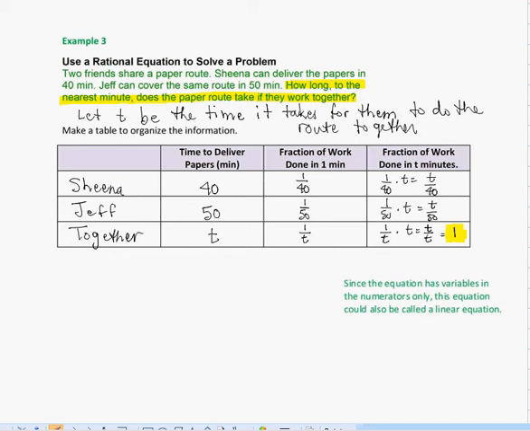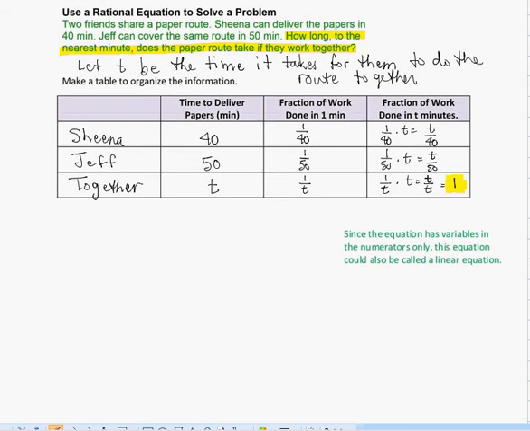Okay, so what is our equation for this? Well, we know that if we take the part of the work that Sheena can do in t minutes and add that to the part of the work that Jeff can do in t minutes, that should give us a whole complete job, in this case, doing the paper route. So we're going to add those: t over 40 plus t over 50 is equal to 1.